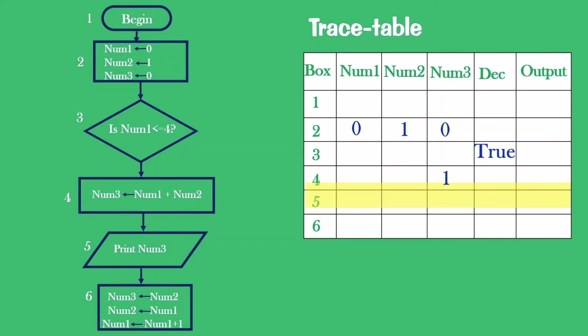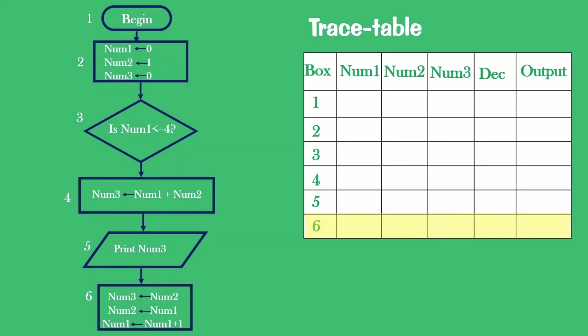Right. Step number 5, we have to output whatever value is in num3, and it is a 1. Right. Step number 6, we write the value in num2 to num3, the value in num1 to num2, and to num1 we add a 1. This will give us 1 in num1 and 0 in num2 and 1 in num3.